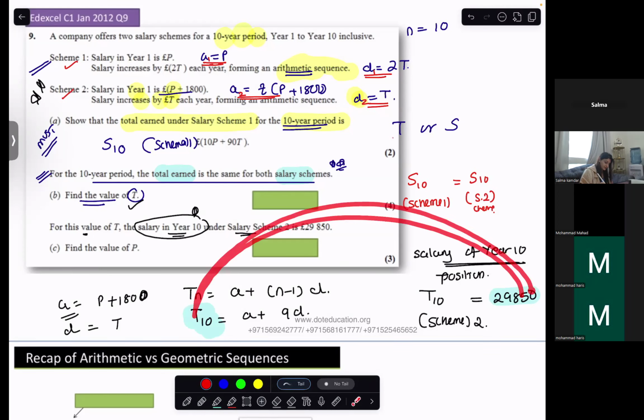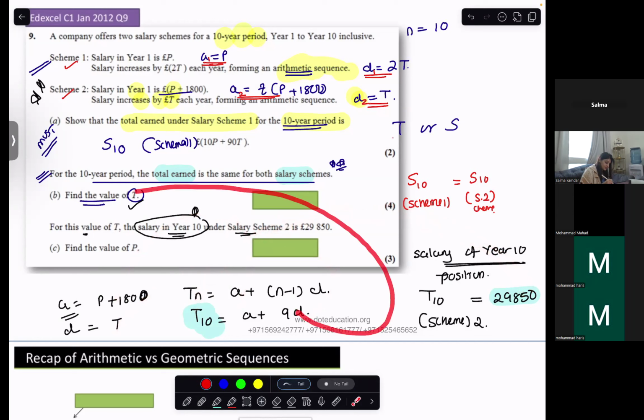Yeah, you would substitute it. In place of A, will I substitute this? In place of D, you're going to substitute this. I already know my D, which is T. Okay, can I find the value of P? Yeah, we could. And we already have T from the last one.